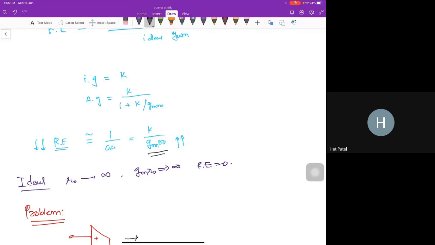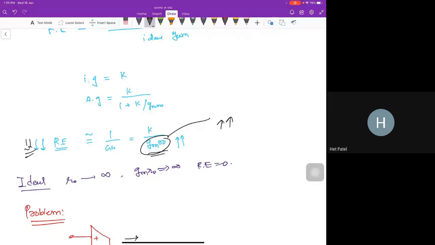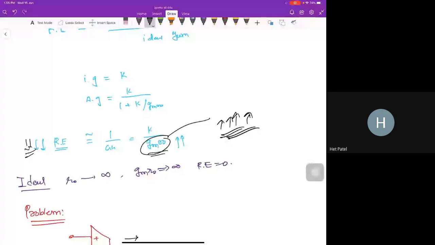From this you can see that if the finite DC gain is higher, my relative error is less, and that is what I want. Do I want error in the system? No, I don't want error in the system. So what I have to do is make this GM into R0 a very large value. The first thing is I need a high gain amplifier, a high gain op-amp, because I don't want a relative error.